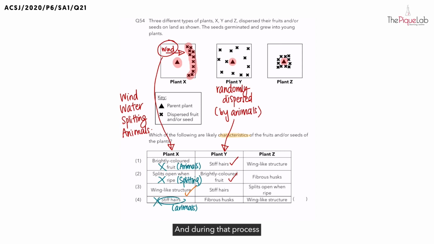And during that process, when the animals eat the fruit, if the fruit has small seeds, the seeds are going to be swallowed and passed out together with the waste of the animals further away from the parent plant. And what if the fruits have large seeds? The animals wouldn't swallow these large seeds, but they would spit out these large seeds further away from the parent plant. So stiff husk is possible.